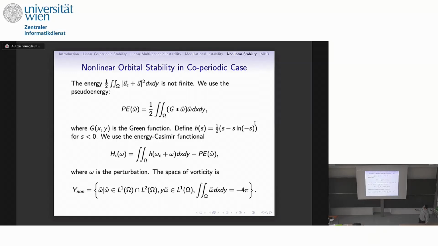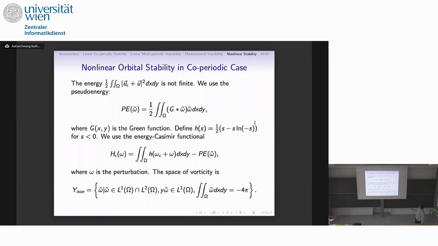Now, this is the first part of the invariant. The second part is called a pseudo energy, because we cannot use the traditional energy here. It's going to be infinite, right? Because the velocity tends to plus or minus 1, 0 at infinity, which is non-zero. So if you do the integration of the velocity square, it is infinite. But we can define a pseudo energy. The pseudo energy is of the following form.